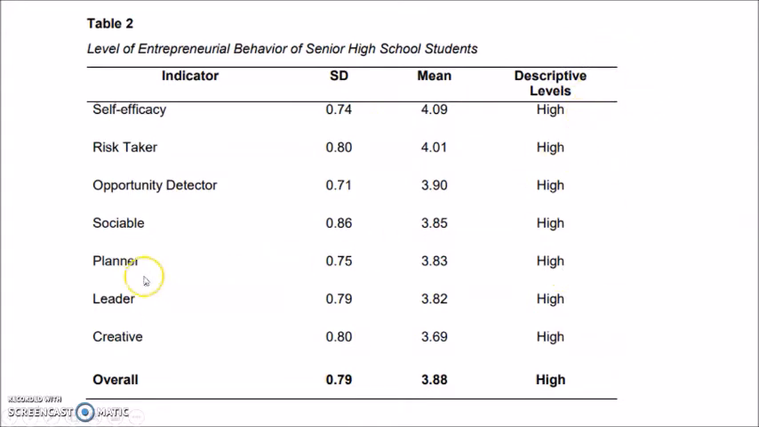I'm showing this because this one has 2, 4, 6, 7. There are 7 indicators here. And so, we also arrange the means. Ayan. This is the highest, and this is the lowest. Okay? Everything is arranged. It's the same process.